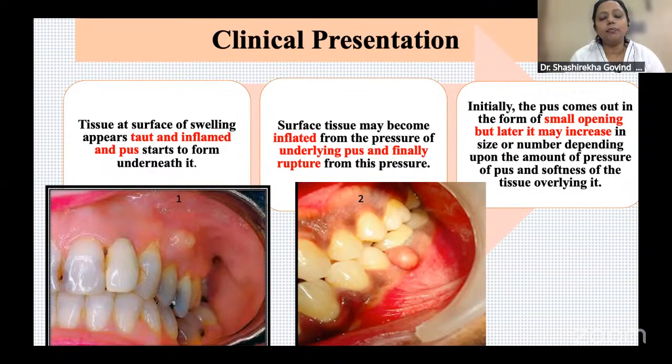If it is passive, it often comes and heals, so it forms like a fistula. The patient will usually be asymptomatic in such cases, and you cannot trace the sinus tract. So that becomes a passive sinus.